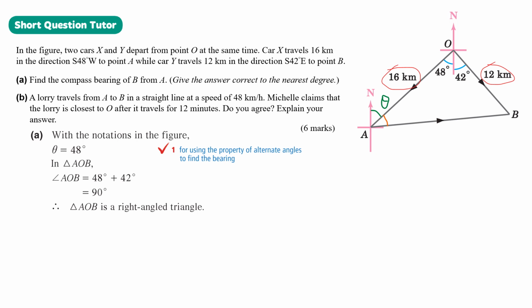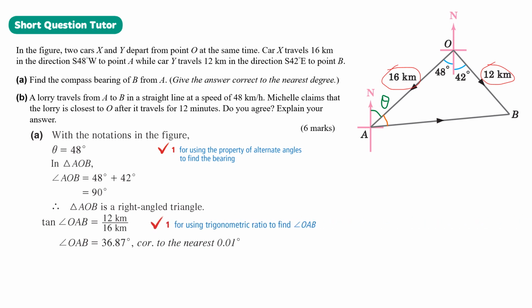Consider angle OAB. Tangent angle OAB is equal to OB over OA. That is 12 kilometers over 16 kilometers. So angle OAB is equal to 36.87 degrees, correct to 0.01 degree. 1 mark will be given for using the trigonometric ratio to find angle OAB.